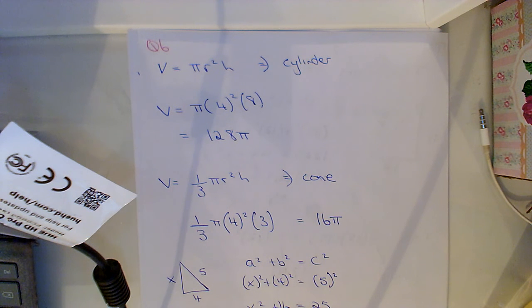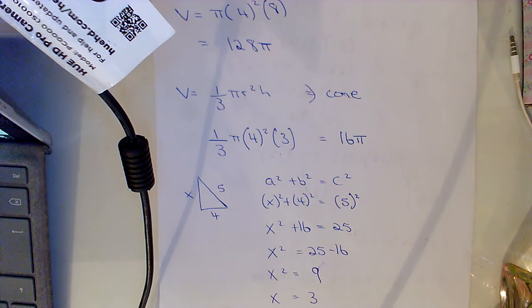Then I get the volume of my cone, which is 1/3 pi r squared h. So I have 1/3 pi, my radius is 4, my height is 3, and my answer is 16 pi. Then I need to get my slant height here. So I have a squared plus b squared is equal to c squared. So x squared plus 4 squared is equal to 5 squared. x squared plus 16 is equal to 25. I get x squared is equal to 25 take away 16, and I get x squared is equal to 9, and x is equal to 3.